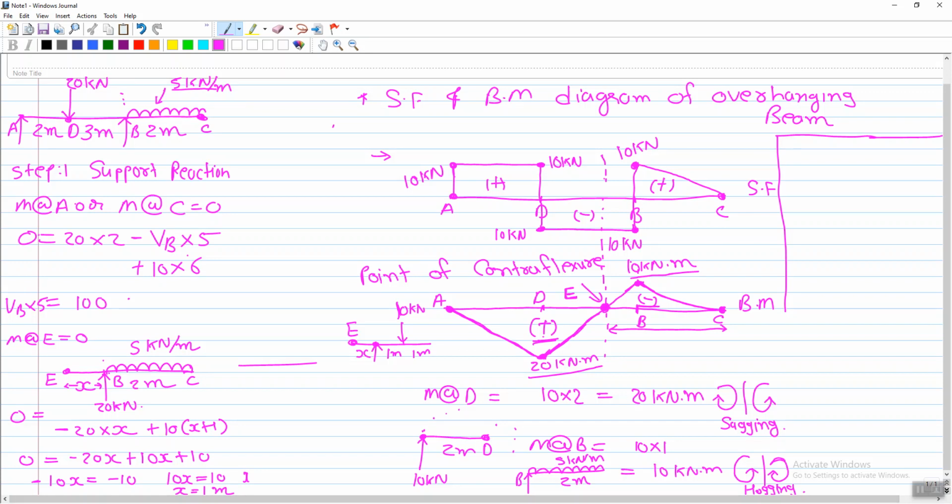So this is the point of contraflexure. All right, it is very simple to calculate. If anyone asks you the distance of the point of contraflexure from point C, then your answer must be 1 plus 2, so from point C it's 3 meter. From support B, it's 1 meter, as you found. And if someone asks you about the point of contraflexure from the left hand side, then you can say it's 4 meter.